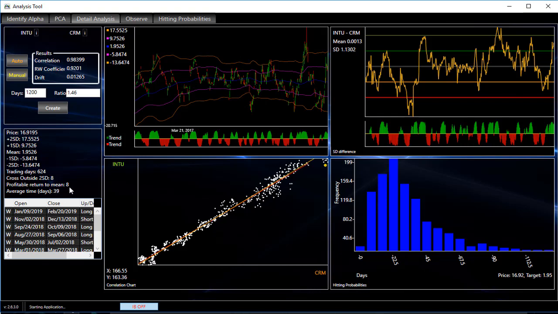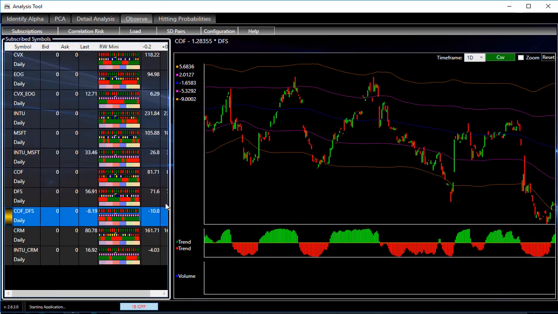It's been outside of the second standard deviation 8 times and returned profitably to the mean every time. So that's indicative of that picture. So it's a very nice looking pair here. So I've made it already. Let's look at, I've already put it over here on our observe page.